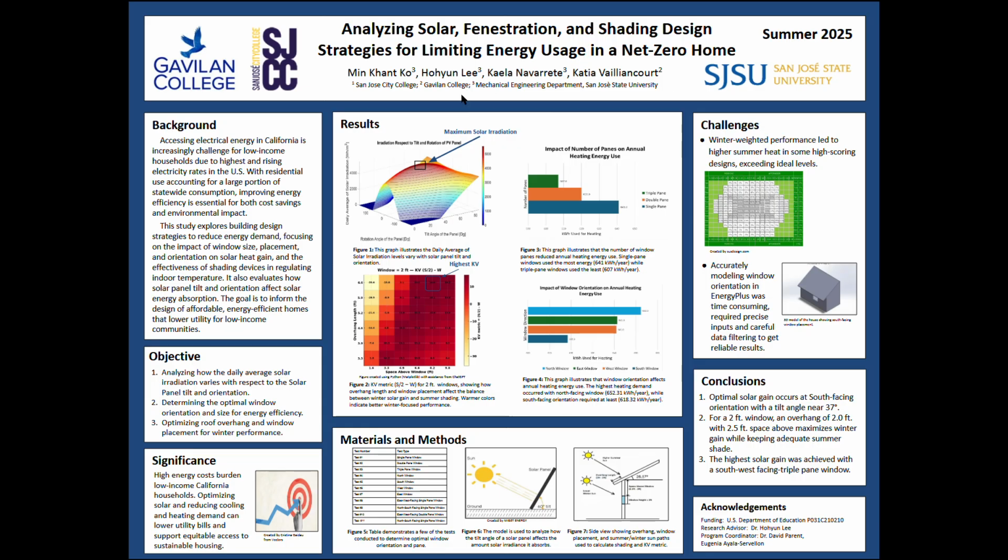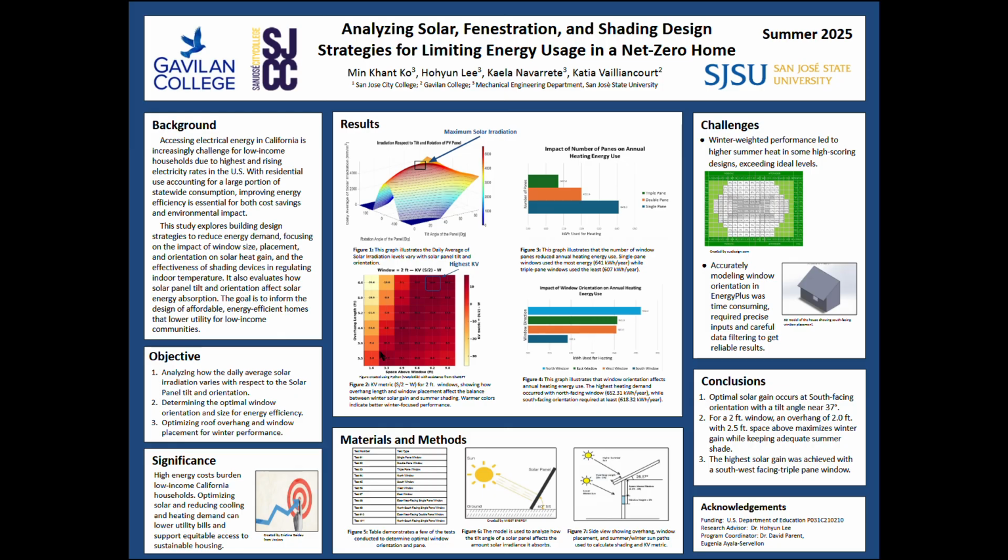Now, for results, up here in figure 1 would be the results of objective 1. Now, this graph illustrates the daily average of solar irradiation levels and how they vary with solar panel tilt and orientation. And here you can see the maximum solar irradiation is circled here up at the top.